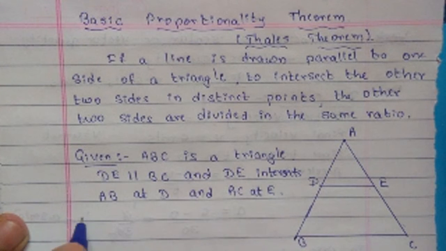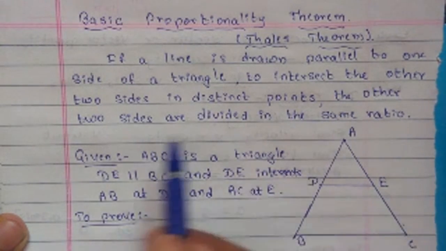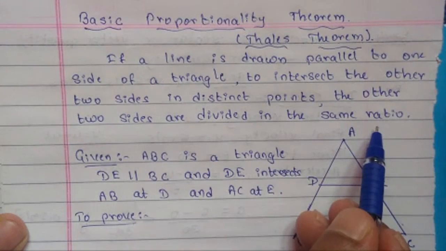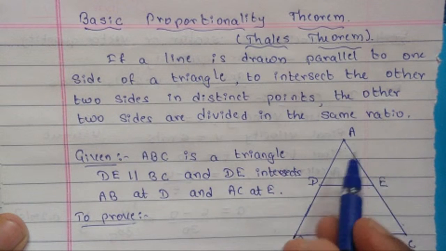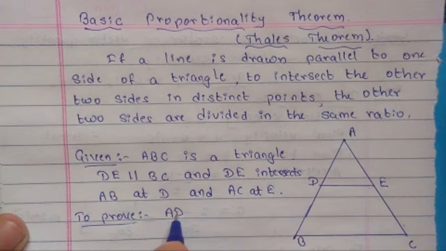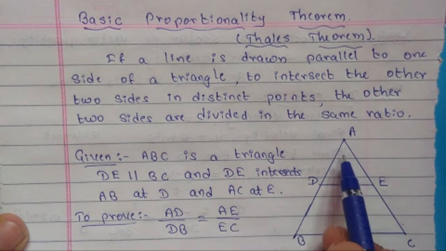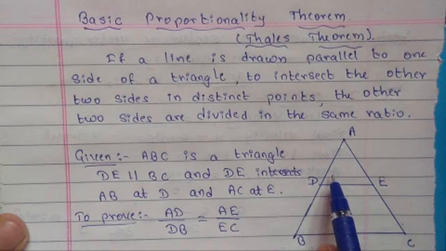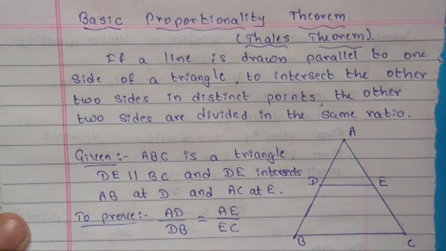Now what we have to prove? To prove: it is given that the other two sides are divided in the same ratio. Other two sides are divided in the same ratio. That's why I have to write AD divided by DB is equal to AE divided by EC. So here AD divided by DB is equal to AE divided by EC.